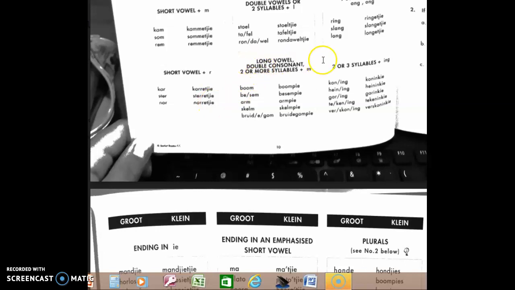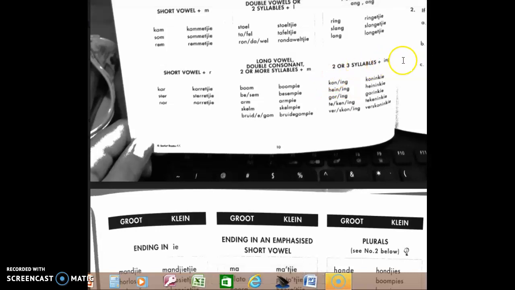A long vowel or a double consonant with 2 or more syllables plus the M. So double syllable plus the M. Okay? So you will only add a P. Okay, so boom becomes boompie. Besem, besempie. Arm, armpie. Skelm, skelmpie. Bruidegom, bruidegompie. That's the groom, eh?